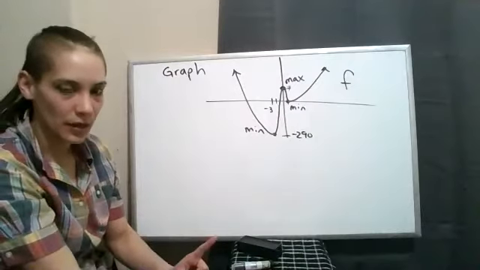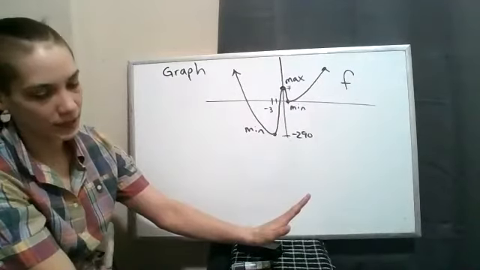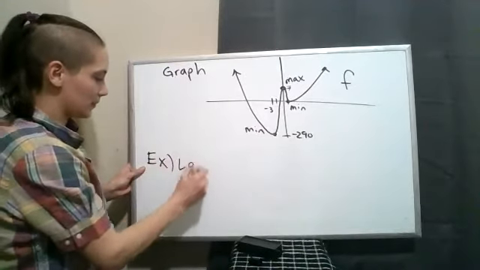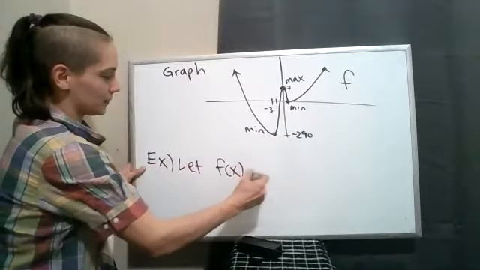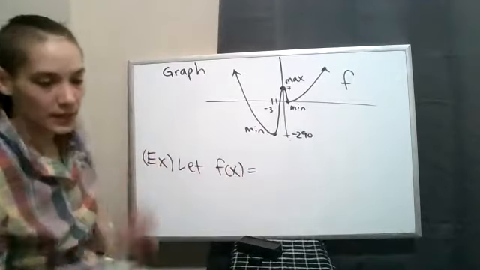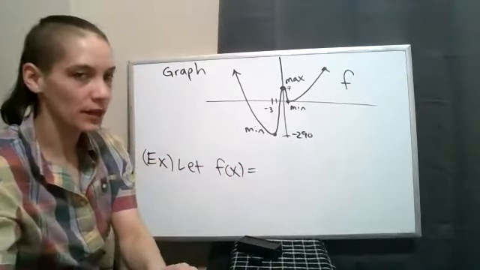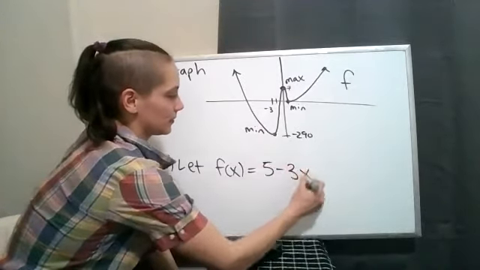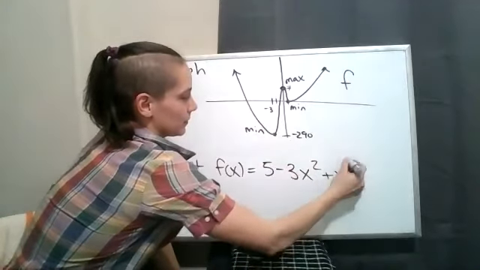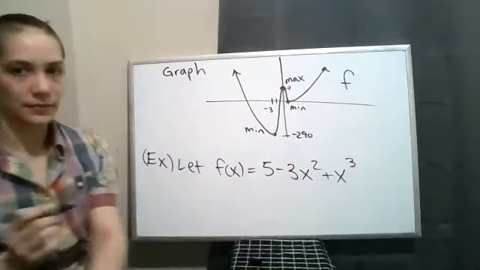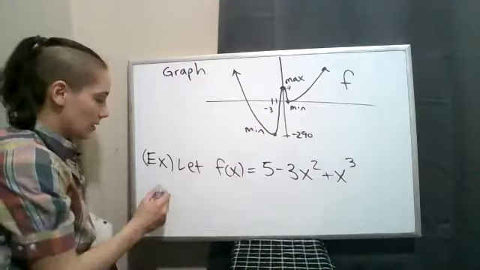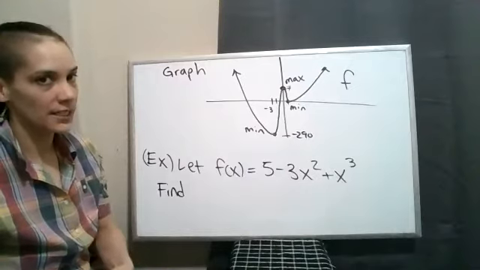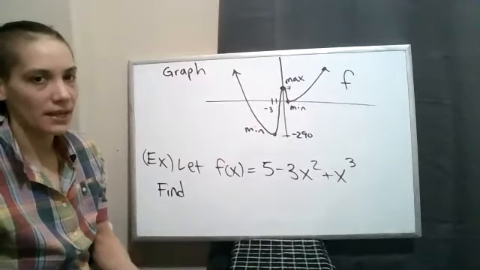Okay, so we're going to do another problem and then a little bit extra. Our function is 5 minus 3x squared add x cubed. Find intervals of increasing and decreasing. Also find maxes and mins.